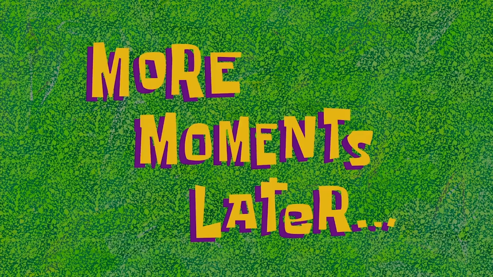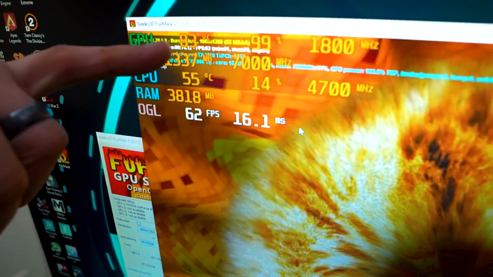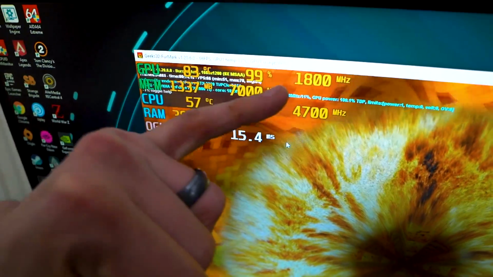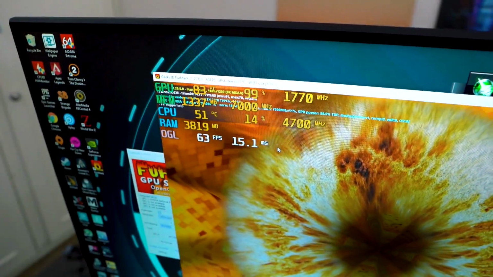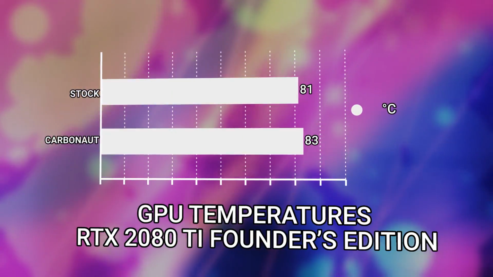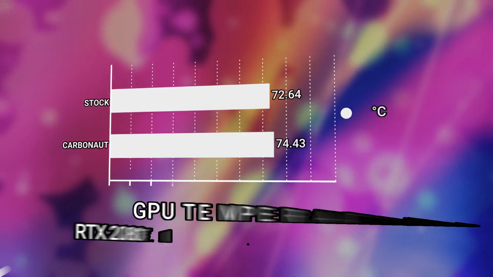More moments later. Okay, so 15 minutes is basically up, and what we're seeing is that we actually have about a 2 degrees Celsius increase here, but the clocks are actually pretty mostly the same. It's bouncing between 1785 and 1830, just like it was when it was at 81 degrees. So there's no rough performance difference as far as the clock speed that's going on here, and when we tested games, everything was the same with that as well. So for a little thin carbon pad that comes with the Carbonaut, it actually does a pretty legitimate job. I'm actually kind of surprised.